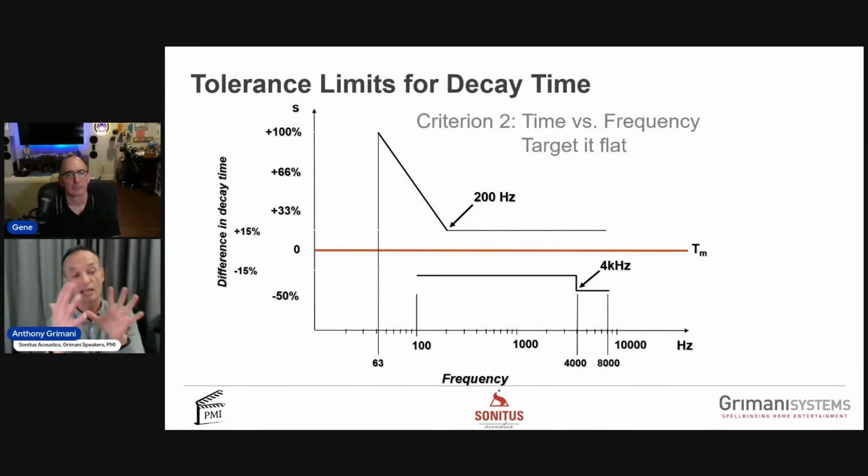And what that takes is treatments that are not just 1 inch thick. They need to be thicker. And at some point, they're so thick, they're taking up so much room. So then there's other tricks for how to deal with this, which we'll get into at another point.